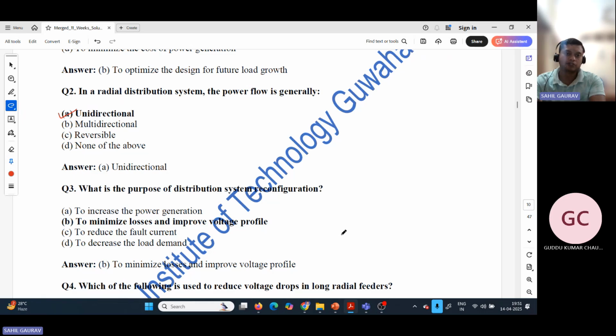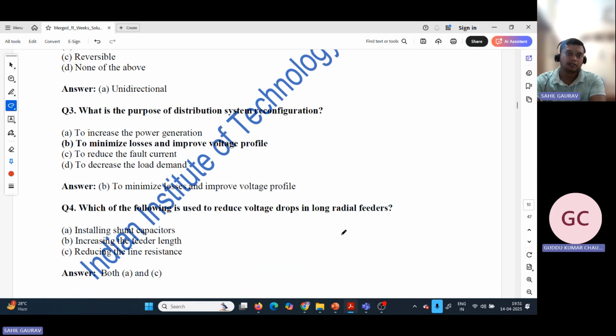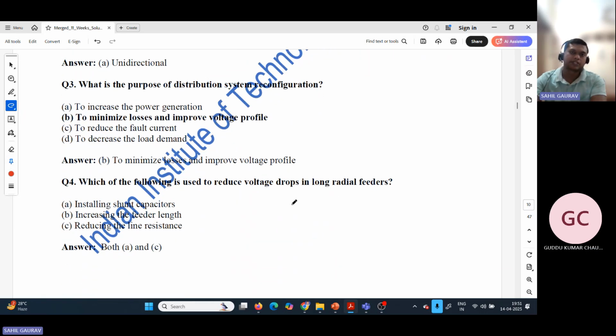What is the purpose of distribution system reconfiguration? The purpose of distribution system reconfiguration is to minimize the power losses and improve the voltage profile. This problem is not from this assignment, but I think from the 10th or 11th assignment. Anyway, from the basic understanding, you can answer it.